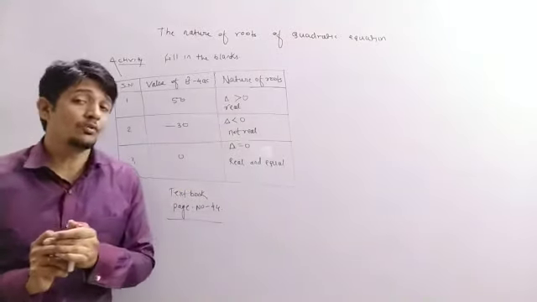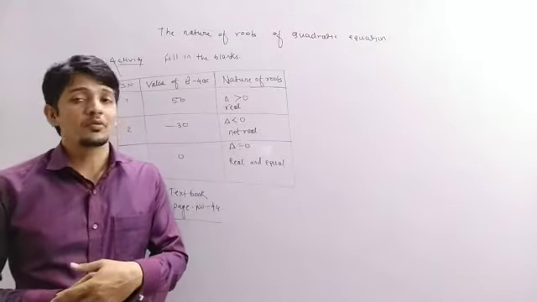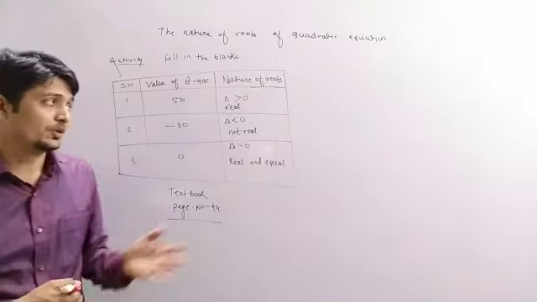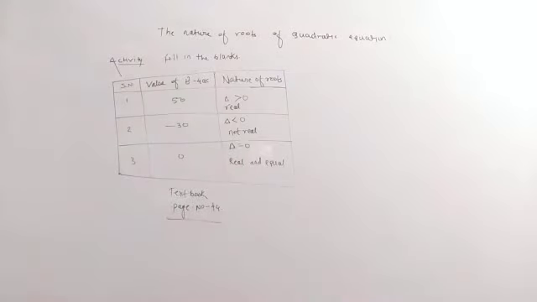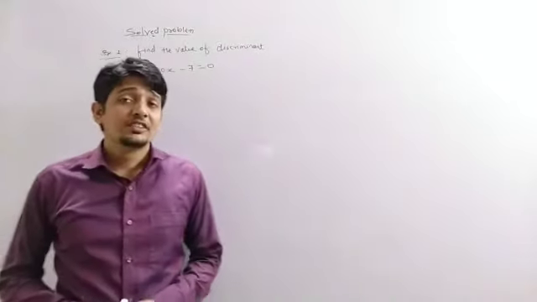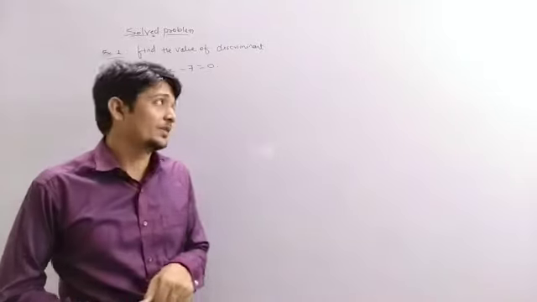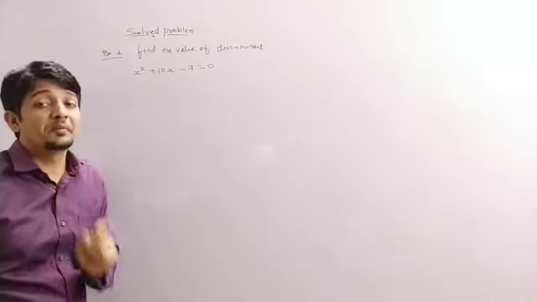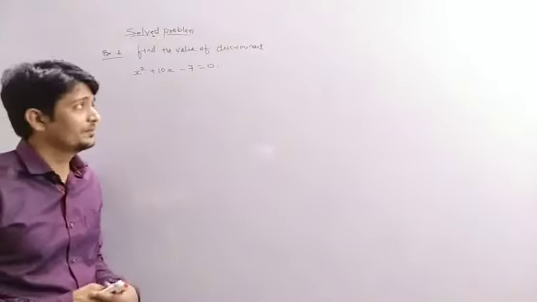So now we will solve few problems so that you can decide whether the roots of quadratic equation are real, not real, or equal and real. So if you want to write, you can write or take a screenshot. Now we will solve the solved problem which is given in your textbook, page number 45. Example number 1 says find the value of discriminant only. That means you have to find the value of b square minus 4ac.